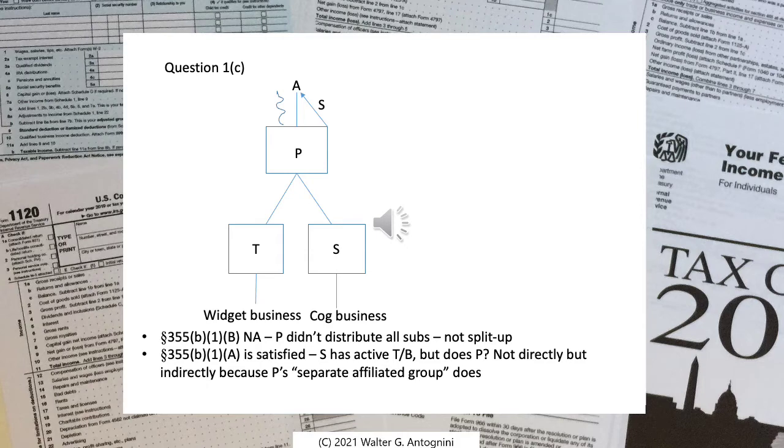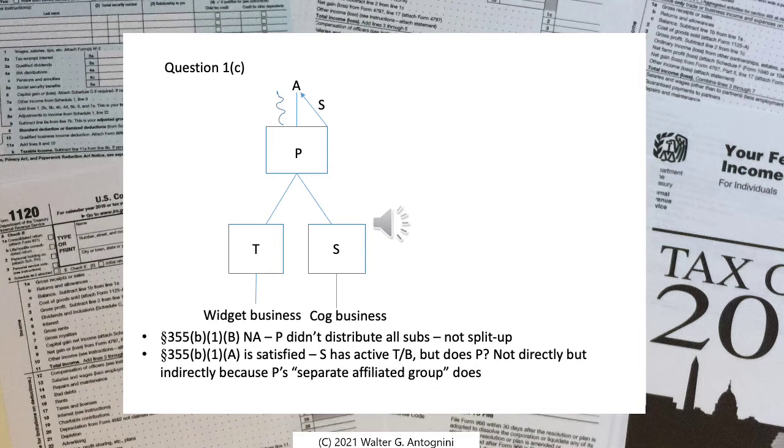Question 1C. Same as B, except that P does not liquidate. Instead, P distributes only the stock of S. How would this change your answer? Well, first note Section 355(b)(1)(B) does not apply. Why not? Well, P had no assets other than stock in controlled corporations, but this stock must be distributed in order to satisfy (b)(1)(B). But note that Section 355(b)(1)(A) is satisfied. S, the distributed corporation, actively conducts a trade or business.